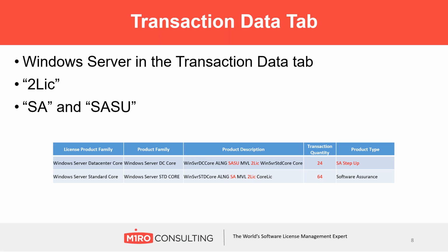Notice also the SA and the SASU in the two rows under product description. This is how we know that the products were purchased previously and had software assurance, SA, on them, and how a portion of them were stepped up, SASU. Right? Now we'll turn our attention back to the license summary tab.